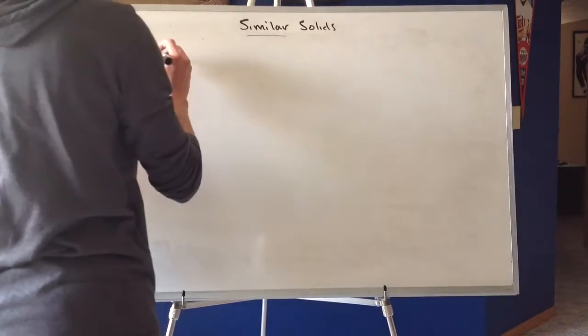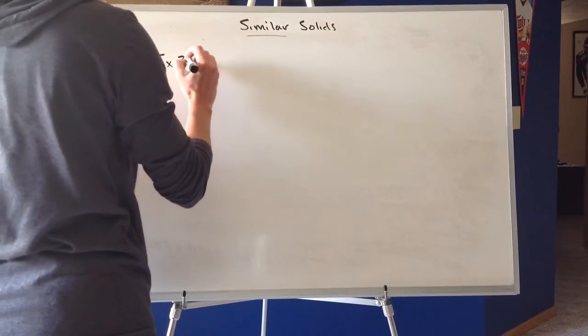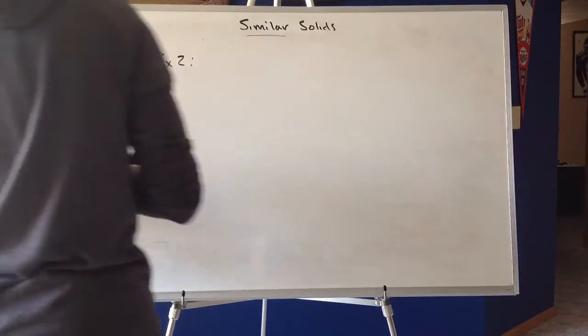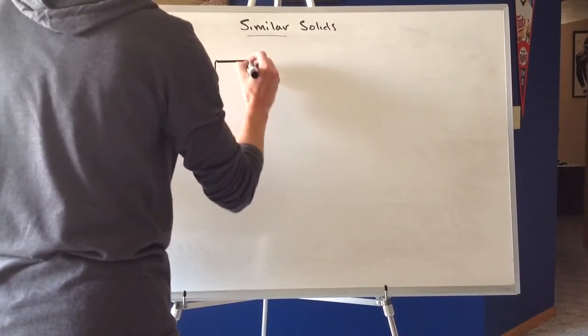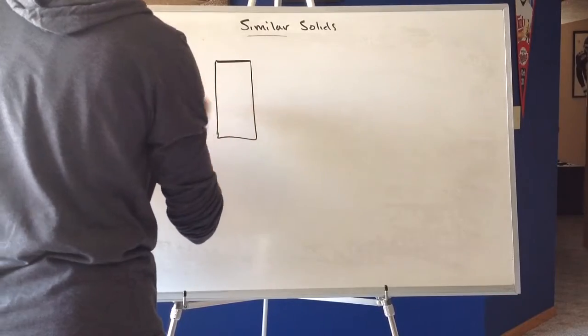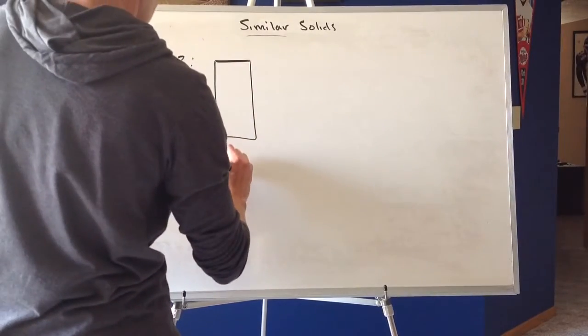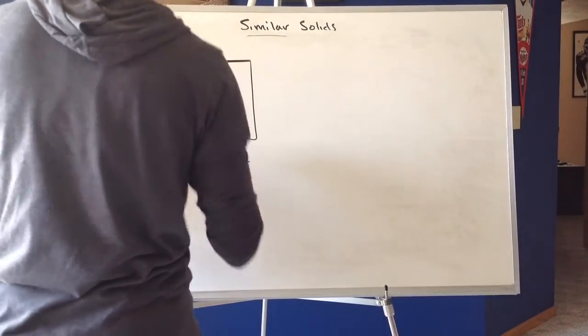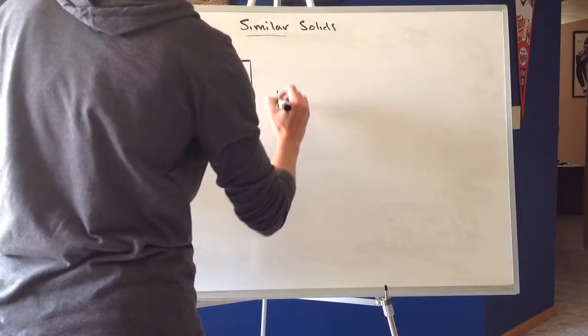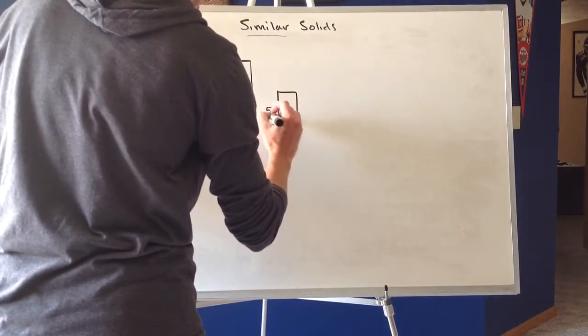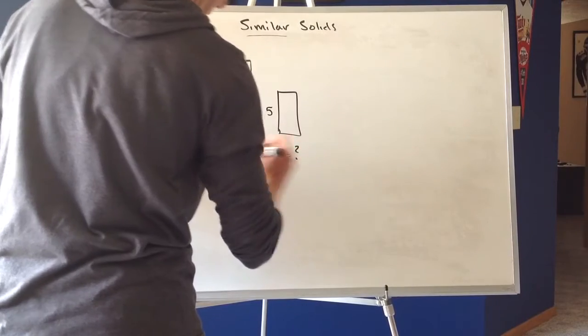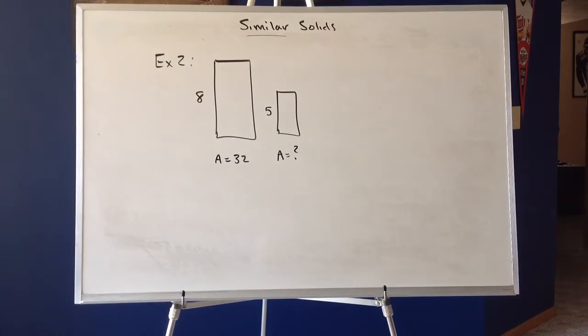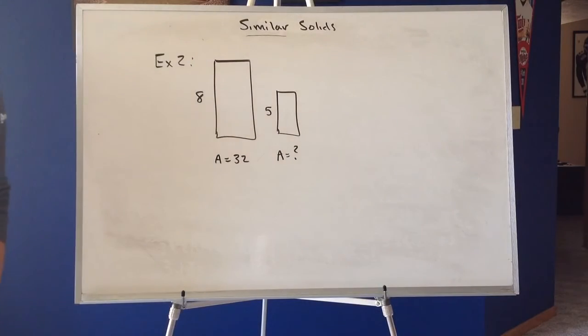Okay, example 2 actually has us doing a little solving. So for example 2, they're saying for each pair of similar figures, find the area of the other figure. Okay, so first thing we got to do is find what matches up, just like we did before.